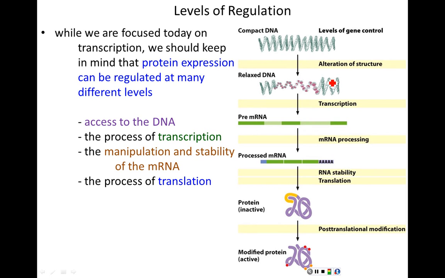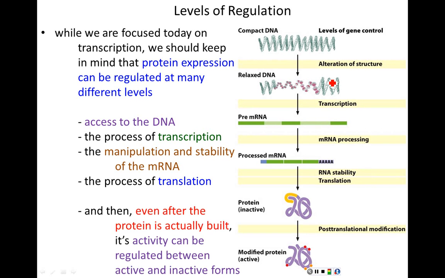The actual process of translation can be regulated. Translation can be blocked. Those ribosomes can be blocked. And if translation is not allowed to occur, it doesn't matter how much messenger RNA you have around. Without translation, you will not be building protein. However, if translation is allowed, protein can be made. And then, believe it or not, even after the protein is actually synthesized, it can be regulated. It can be modulated between an active form and an inactive form by modifying the protein itself after it is built.